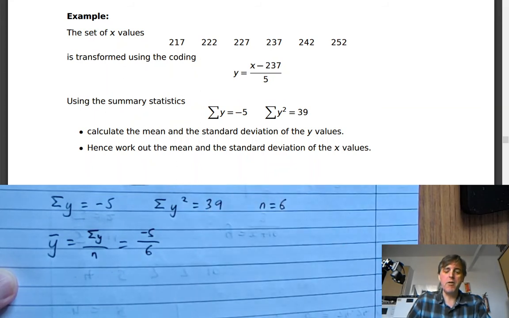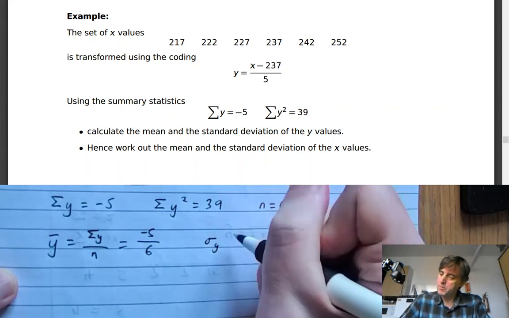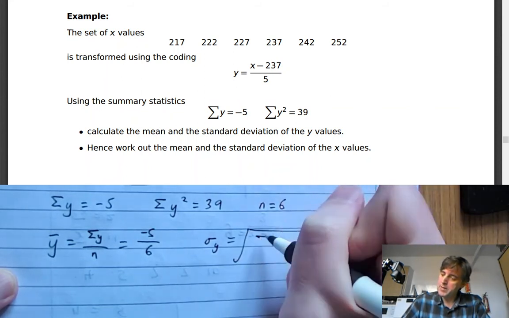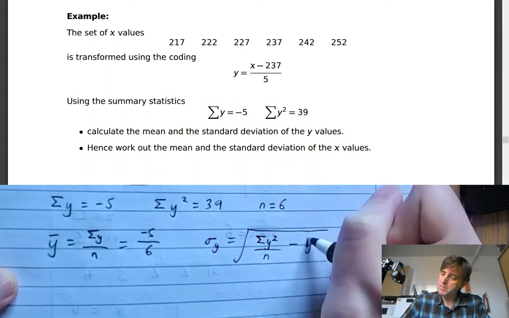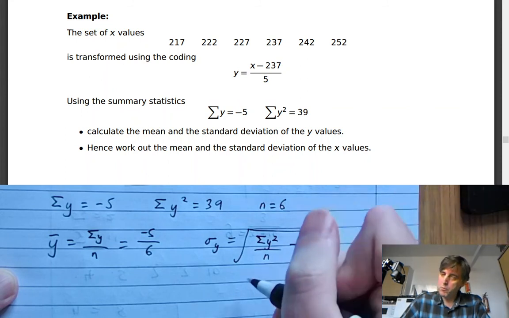There is our mean of our coded data. Let's do the standard deviation. So the standard deviation of the coded data is going to be the square root of the mean of the squares of the coded data minus the square of the mean of the coded data. And let's work out what that is here.